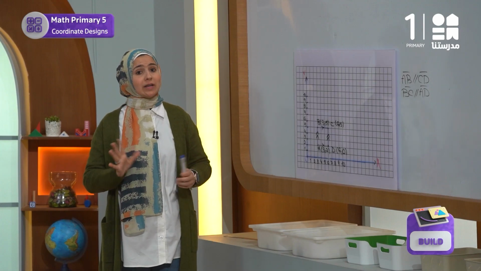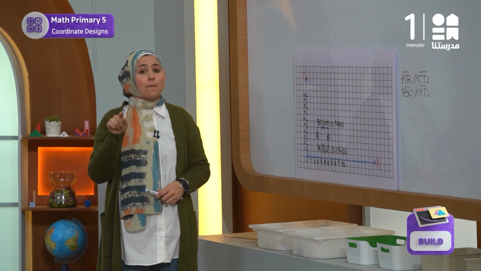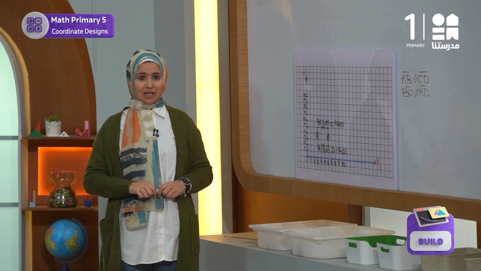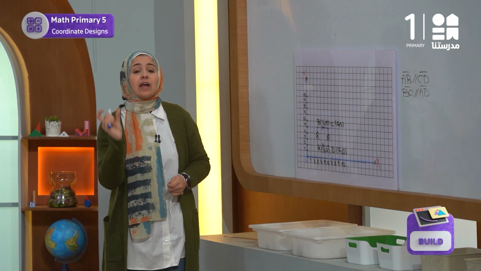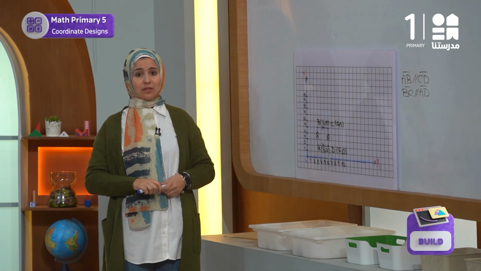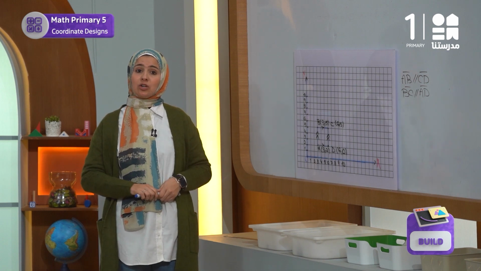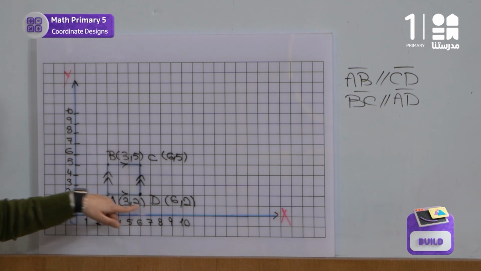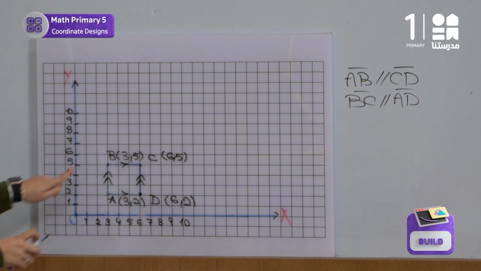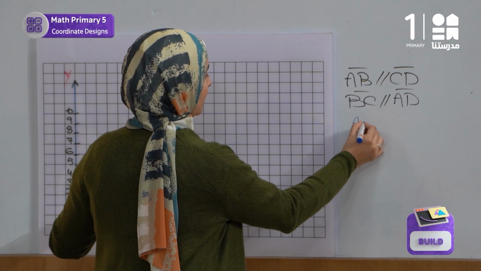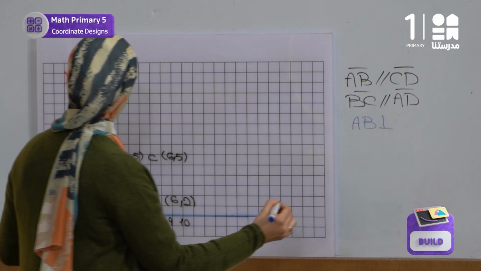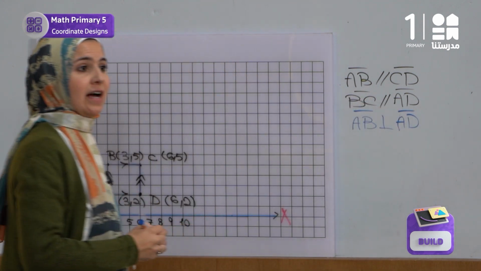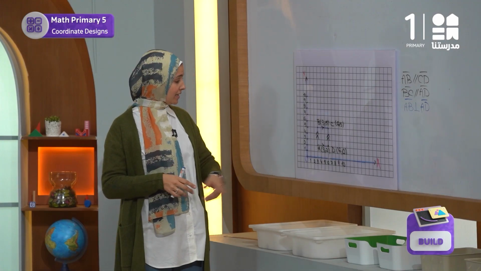So I asked them to identify them and write them using the perpendicular symbol, which we will use to represent two perpendicular lines and read it as the word perpendicular. Let's write it together. So where are my perpendicular sides? AB is perpendicular to AD. Let's write it together. So I have here AB perpendicular to AD. Like that. Now what else?